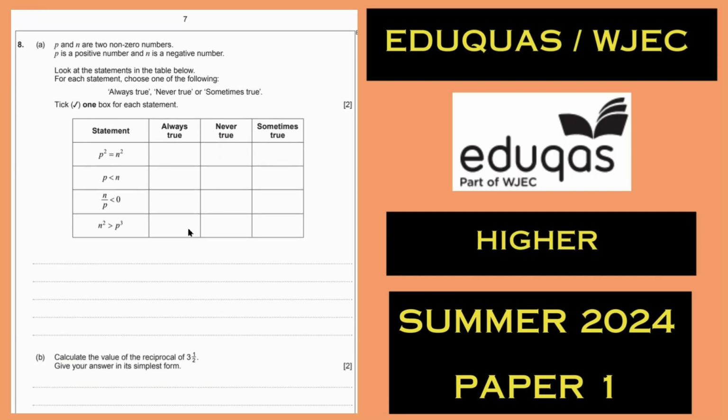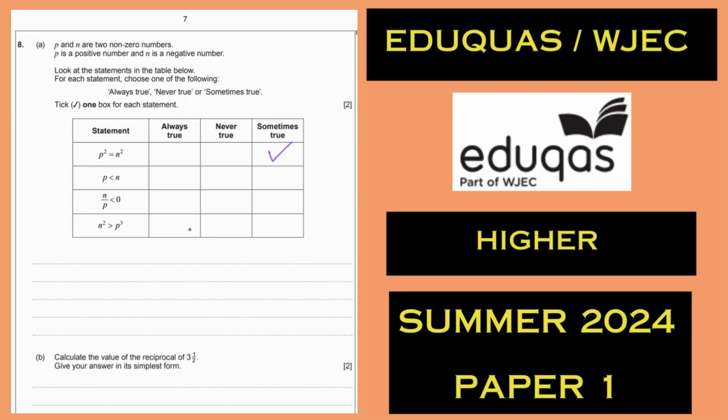Number 8, also lots of waffle. So P and N, they're not zero, one's positive, one's negative. So let's look at the top line. Well, if P is negative 2 and N is positive 3, they're going to be totally different. But at the point where they're plus and minus of the same number, like 5 and negative 5, it would be true. So the top line is a sometimes true.